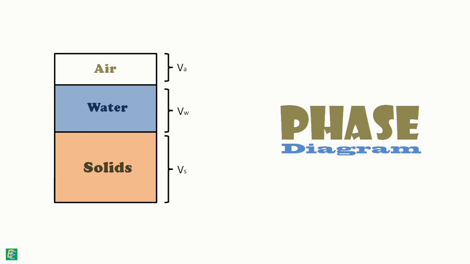This kind of diagram represents partially saturated soils in which voids are partially filled with water and rest with air. This diagram contains three phases: solid, water and air. Hence it is called three-phase diagram.